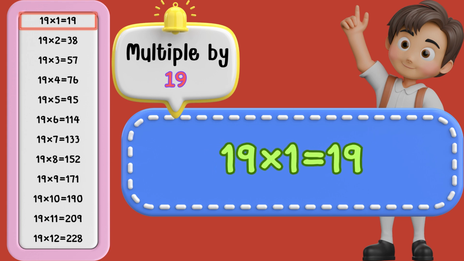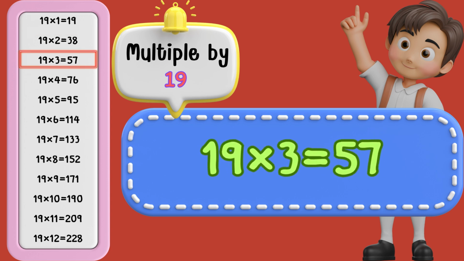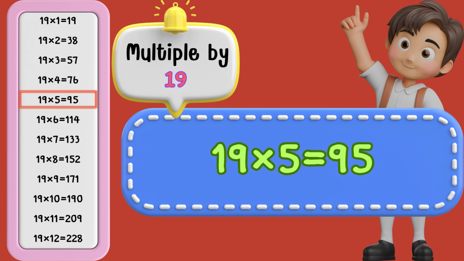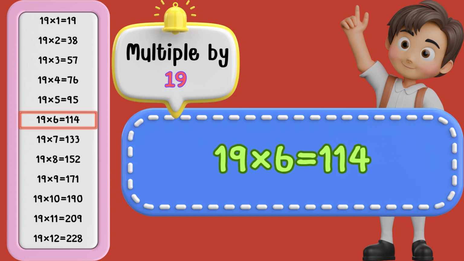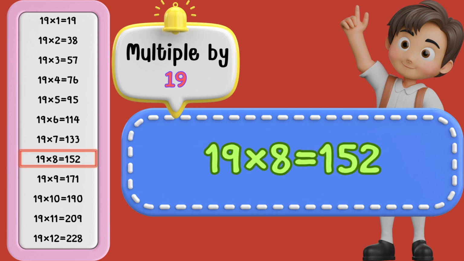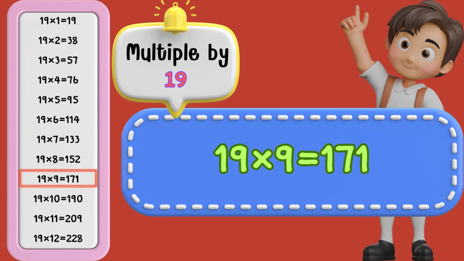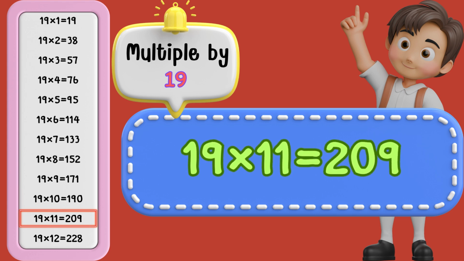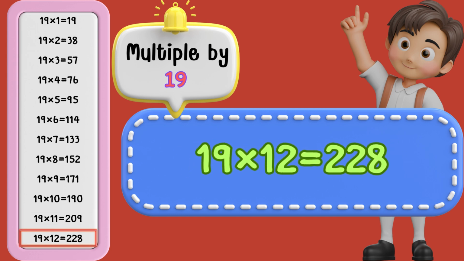19 times 1 is 19. 19 times 2 is 38. 19 times 3 is 57. 19 times 4 is 76. 19 times 5 is 95. 19 times 6 is 114. 19 times 7 is 133. 19 times 8 is 152. 19 times 9 is 171. 19 times 10 is 190. 19 times 11 is 209. 19 times 12 is 228.